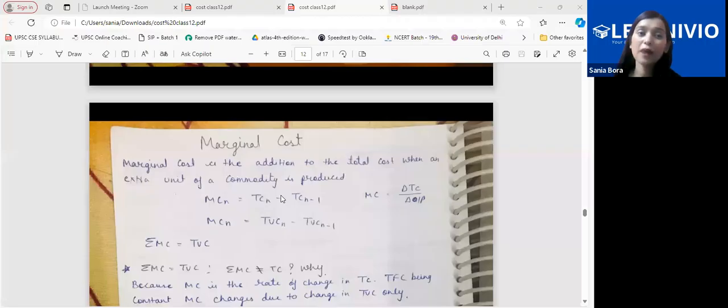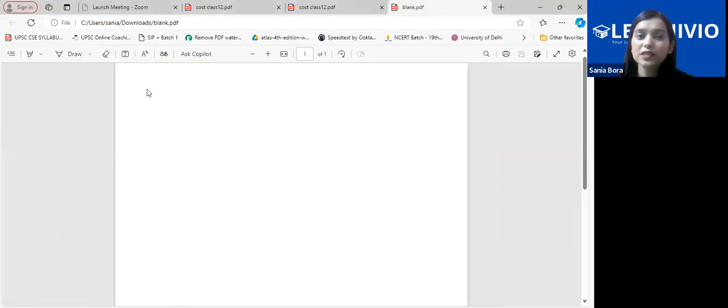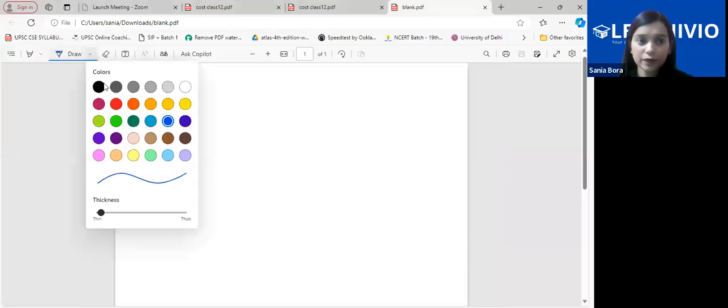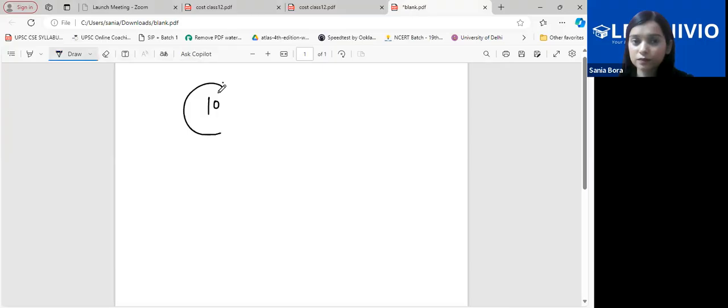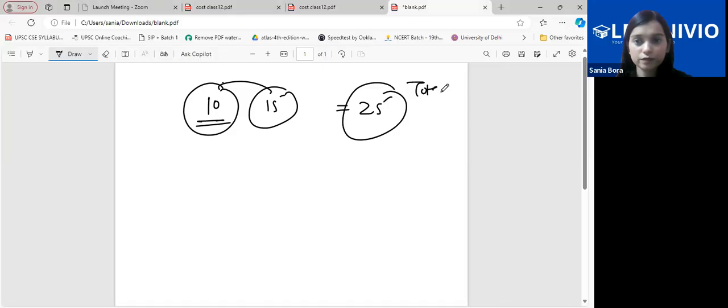So first of all, marginal cost. Whenever you are getting a word called marginal, that marginal means addition. So whenever you are getting marginal, that means I'm talking about the additional part. For example, you had 10 rupees, and somebody gave you 15 rupees. This you had already, somebody gave you 15. Now you have 25 in total.